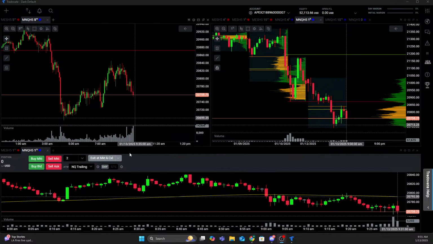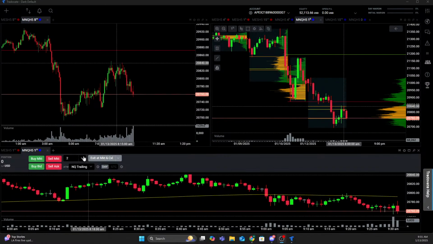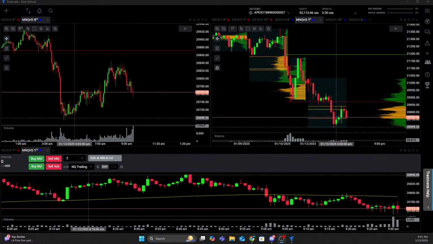So, like I said, I'm still trying to put things together, still trying to understand how to read this all. I'll probably be trading with like 1 or 2 contracts, as I figured out.